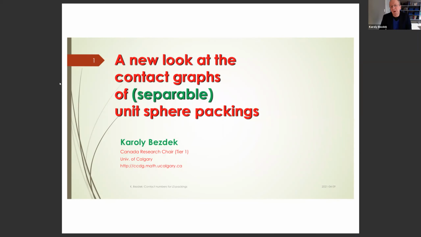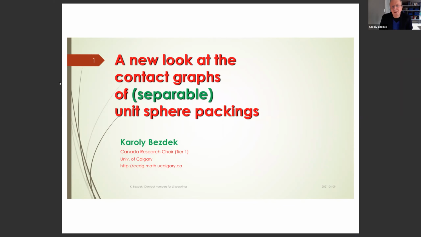Contact graphs are natural combinatorial objects assigned to packings. Vertices correspond to the packing elements, and edges correspond to touching packing elements. So if we have two vertices, then there is an edge between the two vertices if and only if the corresponding packing elements, in this case spheres, touch each other.